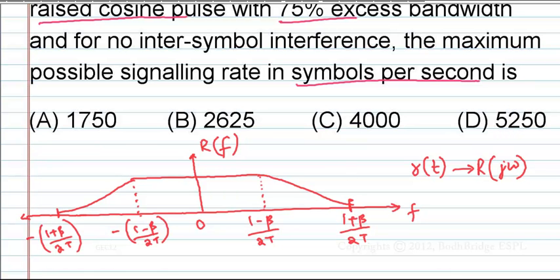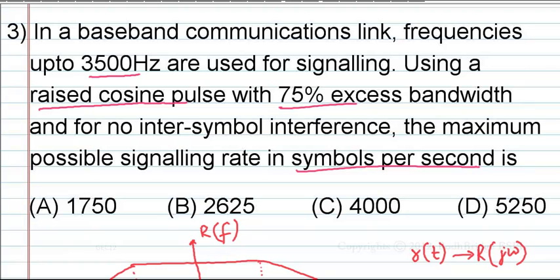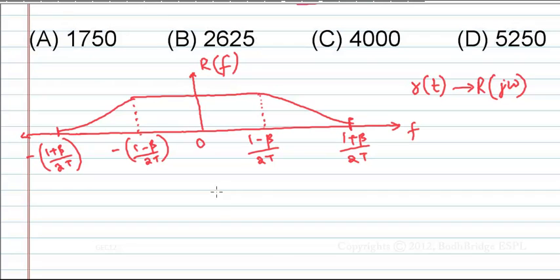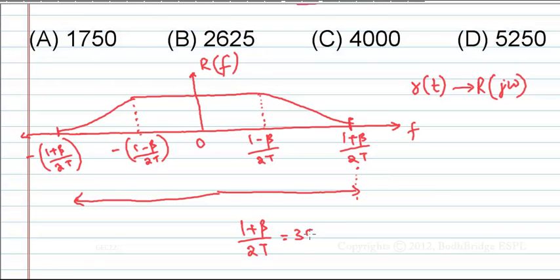Now what has he given? The baseband communication up to 3500 Hz is used for signaling, meaning the data is present up to 3500 Hz. The raised cosine filter also should allow at least that many frequency components, which means (1 plus beta) by 2 capital T is equal to 3500. Why? Because 3500 Hz also will be generated, so the filter also should accommodate all these frequencies.